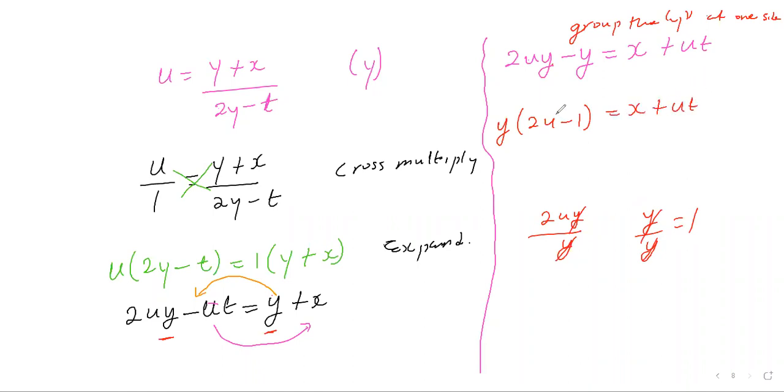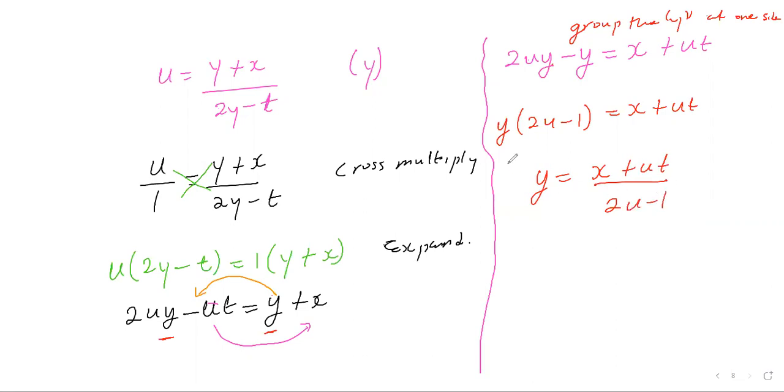Now remember that these two here are multiplying with the Y. We want to make Y the subject. So if it's multiplying, what's the opposite of multiply? Divide. So we are going to send these items to go and divide now, right? We send the 2U minus 1 to go and divide. So to make it easier, you are going to say that Y is equal to X plus UT over 2U minus 1, right?